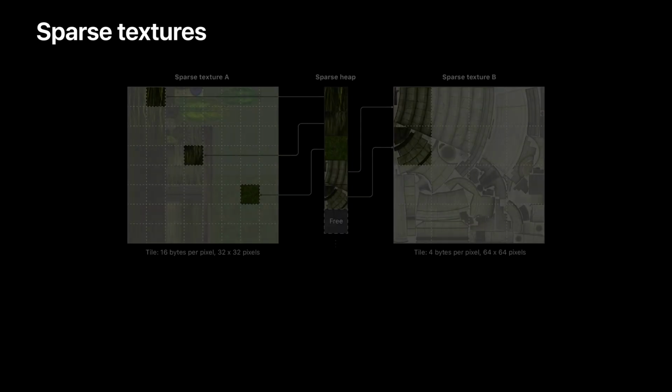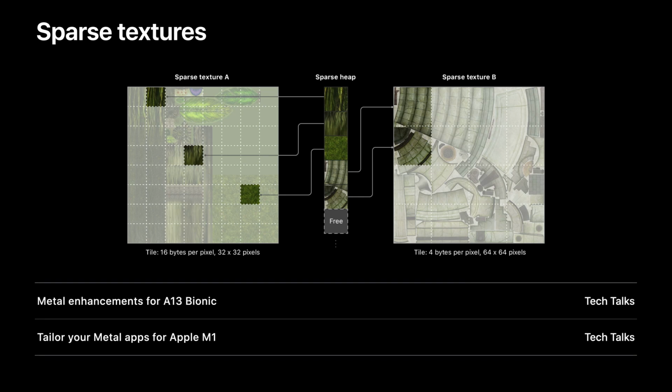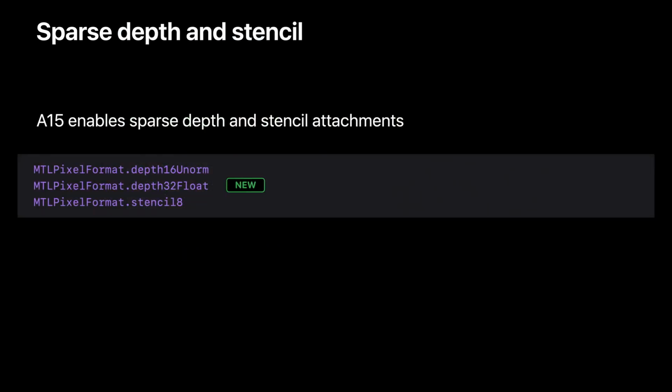Thanks, Dave. I'm excited to introduce the new sparse textures extensions in the A15 Bionic. Sparse textures are a great way to create high-resolution textures while managing your memory budget in Metal. A13 Bionic first introduced sparse texture support, allowing you to map and unmap texture tiles on the GPU timeline. For more details on how to use sparse textures in your apps, refer to the talks from fall 2019 and 2020. A15 Bionic extends sparse support by including depth and stencil attachments.